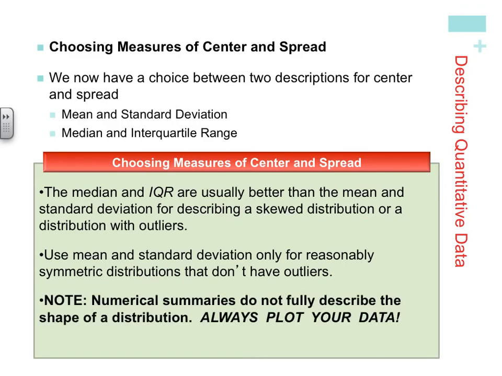Numerical summaries do not fully describe the shape of a distribution. Always plot your data. So just because you have your five number summary so that you can come up with a box plot, that's not necessarily going to tell you the shape of your distribution. I'm going to show you more of that in class. And that last example I want to also go through with you in class, because I want to talk about how you should be setting up your stats problems from here on out.